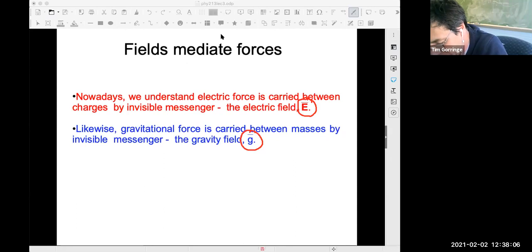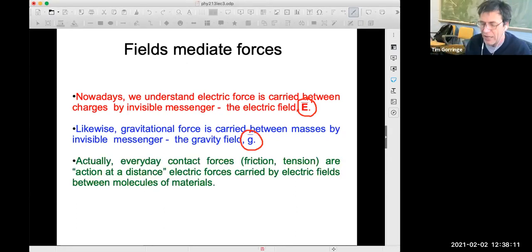And actually, one thing that's really quite interesting is that nowadays, we understand those contact forces I mentioned, so the frictional force where two surfaces had to be in contact, the tension force where you and the rope, you and the cable had to be in contact. We actually now understand that those forces are really action at a distance electric forces. Action at a distance electric forces between the atoms and molecules of the two materials in contact.